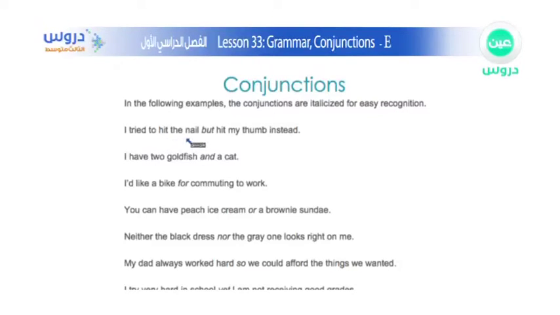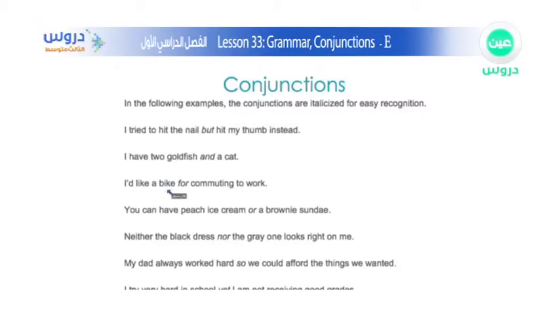I tried to hit the nail, but hit my thumb instead. I have 2 goldfish and a cat. Here we used but as a conjunction. I tried to hit the nail, but hit my thumb instead. I have 2 goldfish and a cat. Here, and connects two kinds of pets.